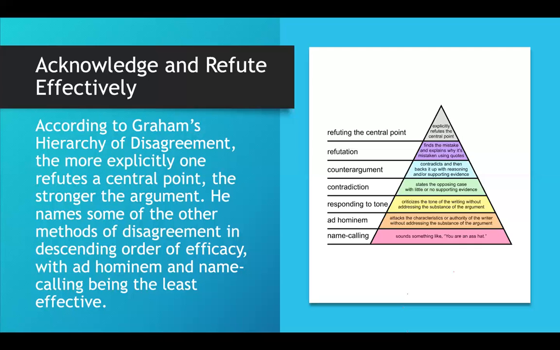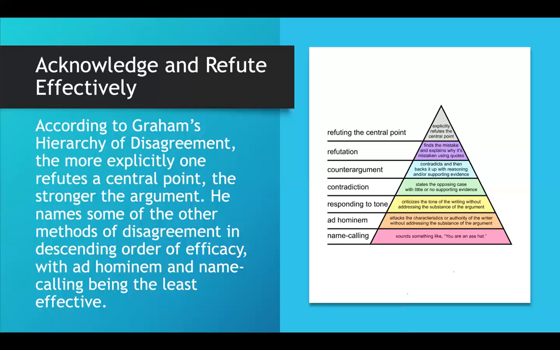Above that, we have contradiction, which states the opposing case with little or no supporting evidence. So if you say you disagree, but then you don't give any reason why you disagree, that's simply contradiction. That's kind of like "because I said so," or "because that's just my opinion," that kind of reasoning. It's not very effective, right? Then we have simple counter argument, which is where you contradict and you back up with reasoning and or supporting evidence. Now we're getting somewhere good.